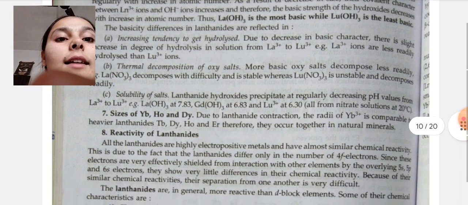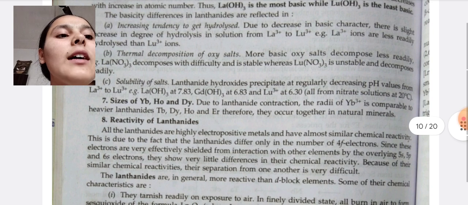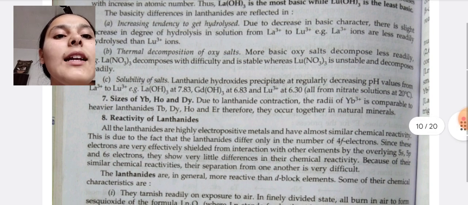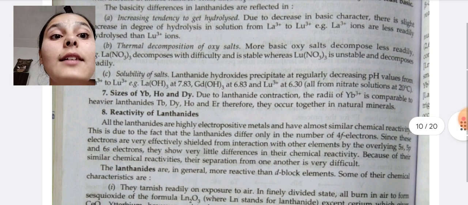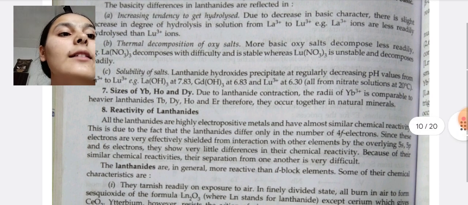Next is the size of ytterbium, holmium and dysprosium. Due to lanthanide contraction, the radius of Yb3+ is comparable to the heavier lanthanides such as Tb, Dy, Ho and Er. Therefore, they occur together in natural minerals.